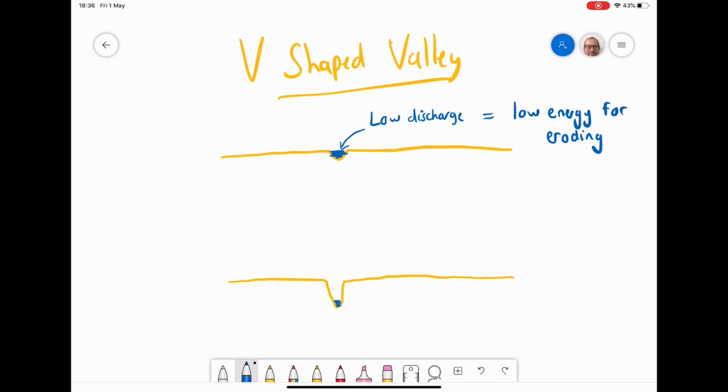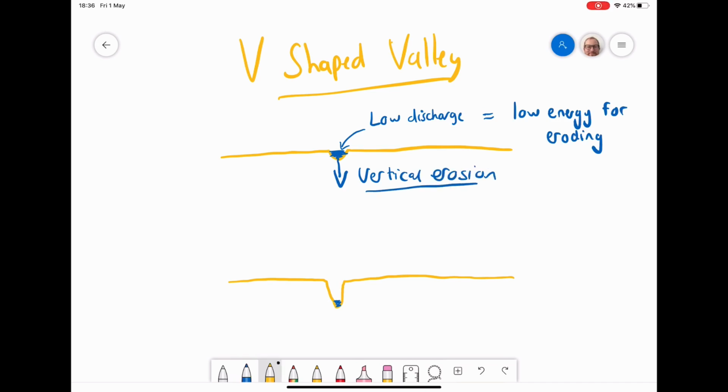Well, we're in the upper course, so we know that upper course rivers have low discharge because no tributaries have added water. Because it hasn't got a lot of water in it, it hasn't got a lot of kinetic energy for eroding. So when it does erode, it has to erode in a very focused way. So in the upper course, we have vertical erosion. It's where the river erodes down deeper into the valley.